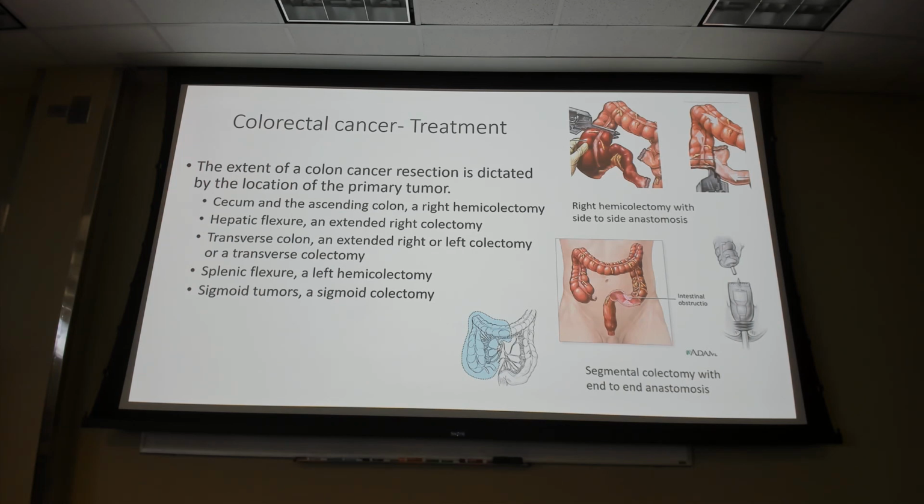So if it's sigmoid, a lot of times we'll take out the entire sigmoid, or we'll do a left versus a right hemicolectomy versus a transverse.